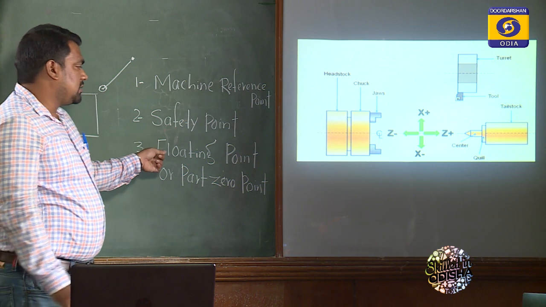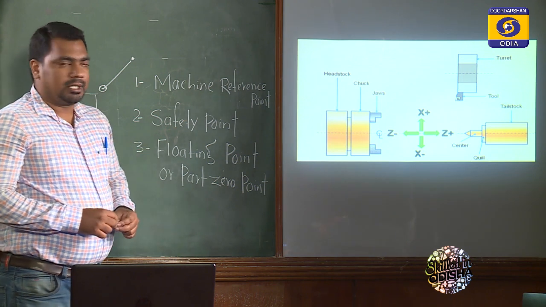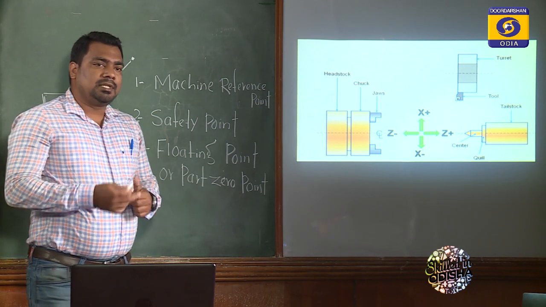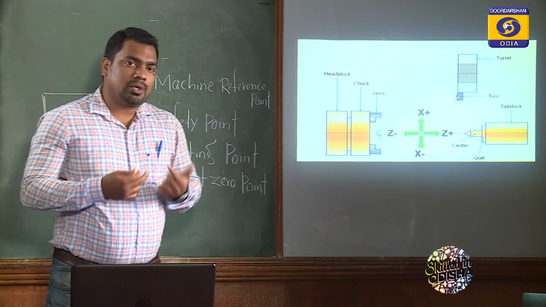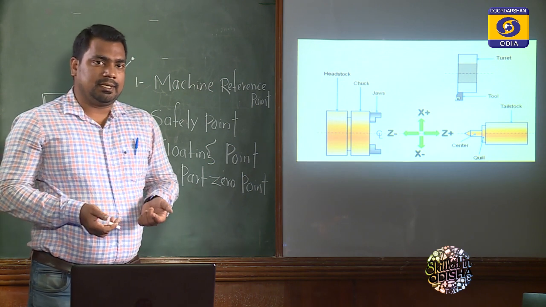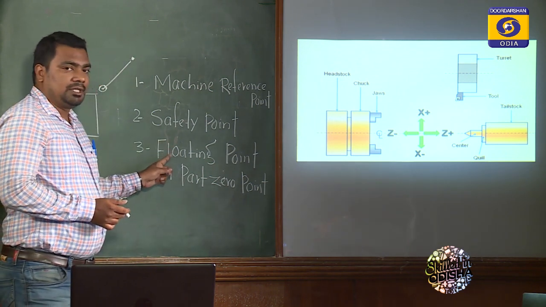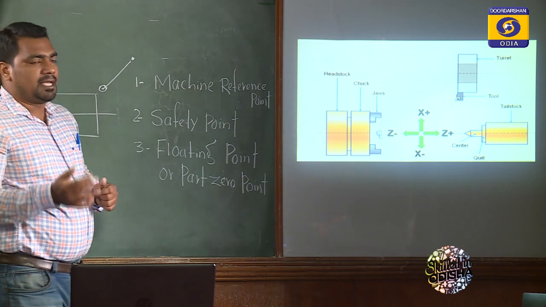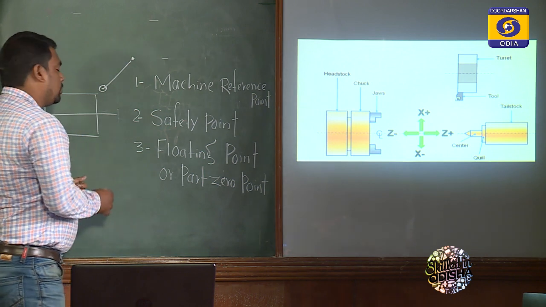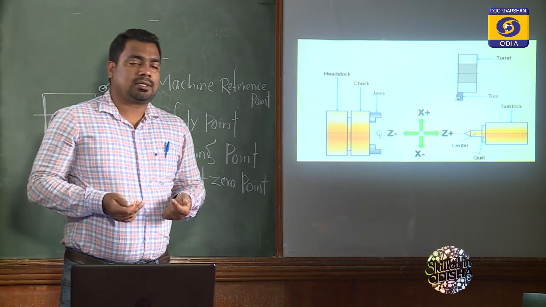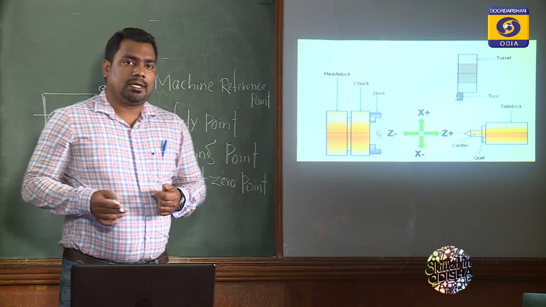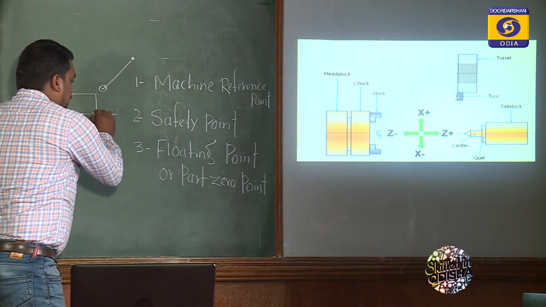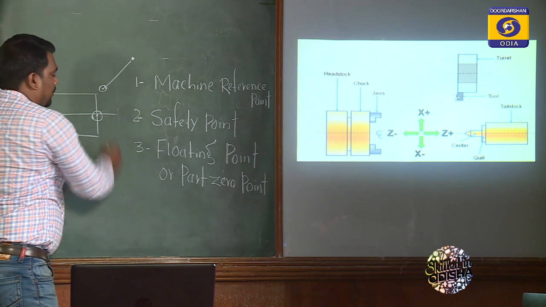Then the third point is the floating point or part zero point. I define this point so that I can mention a dimension which I want to machine with reference to this floating point. Suppose I have to face 10 mm. Then somebody will ask, 10 mm from which point? So I can say 10 mm from the floating point. This is my floating point.